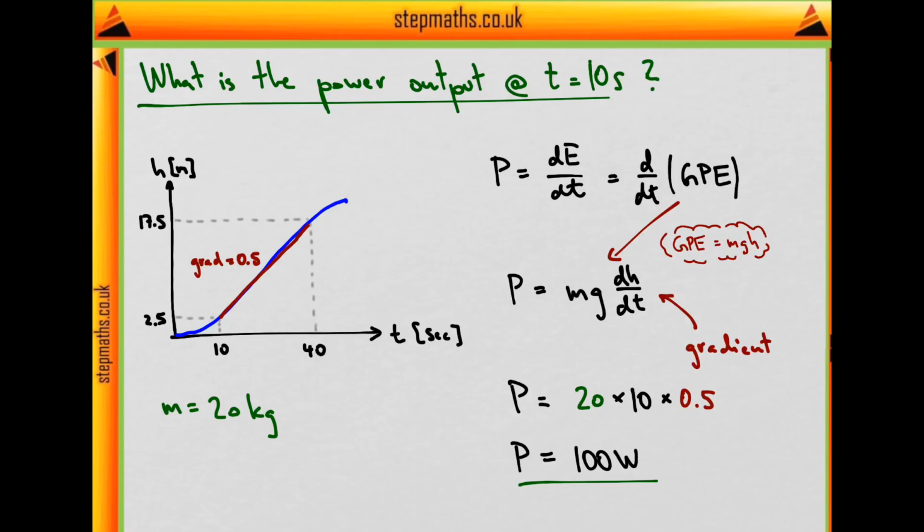So all of that gives us that the power which the crane must supply at time equals 10 seconds is 100 watt. And in the exam, that was option D.